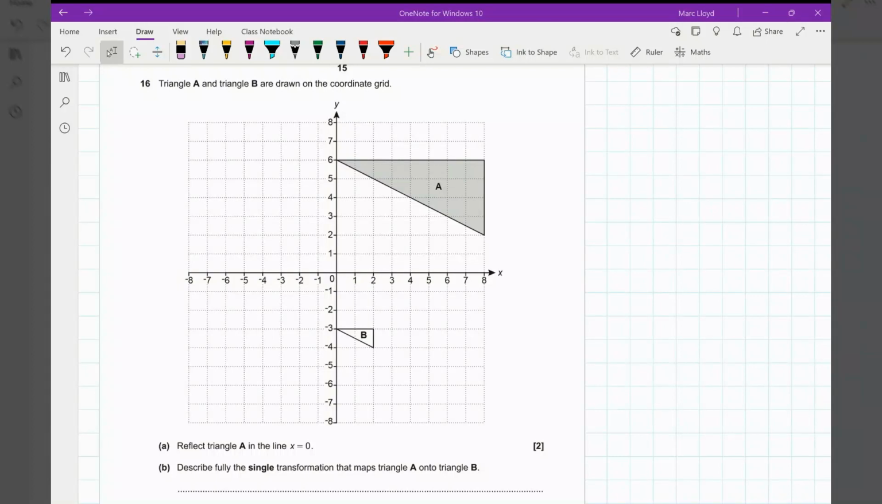Question 15, transformations question. So first of all, reflect triangle A in the line x equals 0. This confuses a lot of candidates. So on the x-axis, where it's 0, is all these coordinates up here. So effectively, all of those coordinates are 0 for the x coordinate, making it the line x equals 0. And then we have to reflect that shape in there. So that goes over to there. That goes to there. And that goes to there.